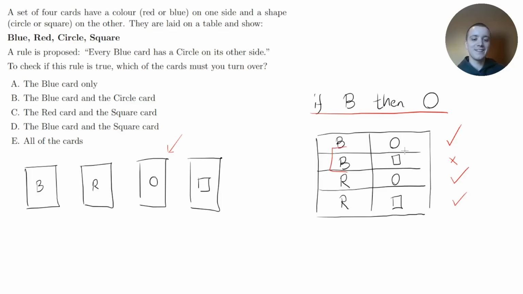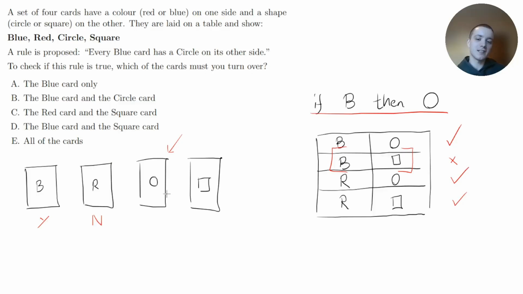So this card over here, the blue square, is actually the only card we need to watch out for, because it's the only card which is going to disprove our rule. So let's take a look at these cards over here and see which of them could be a blue square. Now, of course, this card can be, so we need to turn it over, because if there's a square on the other side, it's going to disprove our rule. What about this one? Well, both of the red cards are allowed, so we don't need to check it.